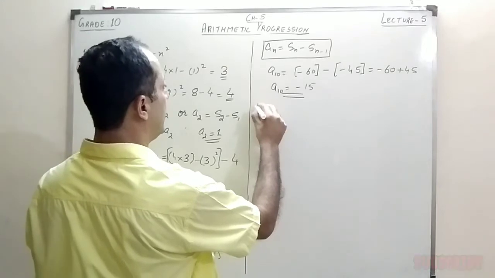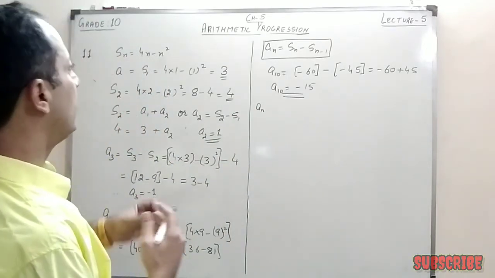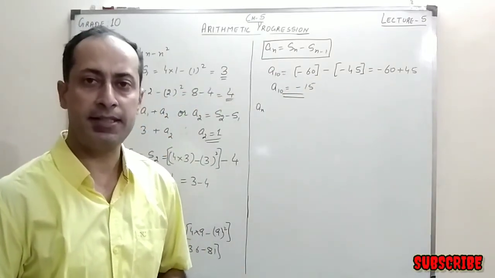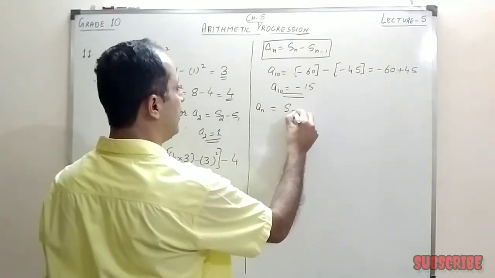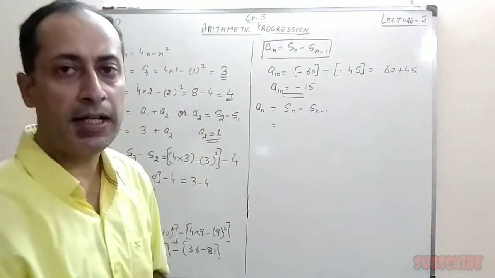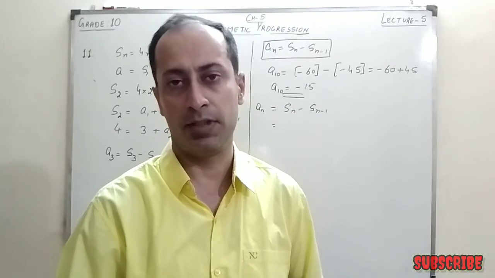Now the last part of this question, I have to find the nth term, that is I have to find An. Right? Now how will I find An? Obviously I have the direct relation that An is equal to Sn minus Sn minus 1. So now I have An equal to Sn minus Sn minus 1. See, you have to substitute the values very carefully because there are chances of getting wrong things, right?